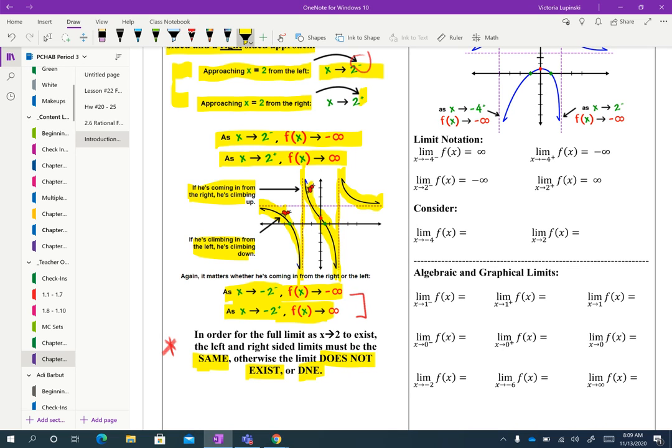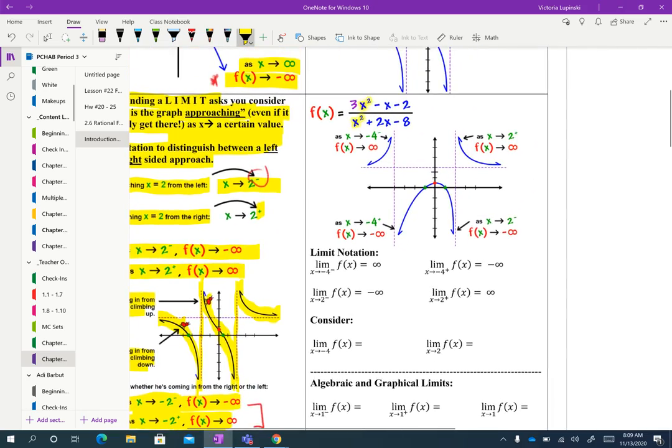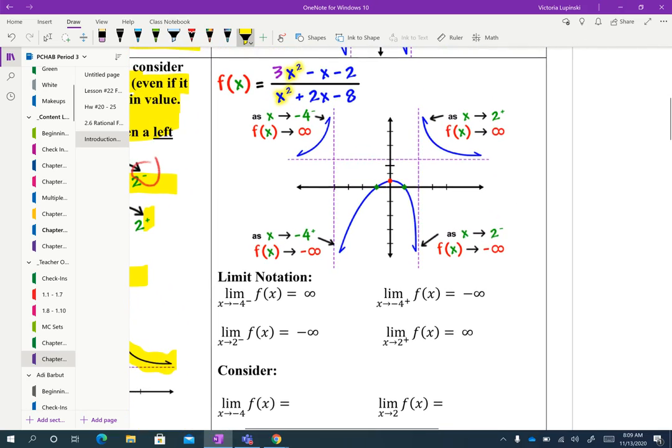So that was just setting the table, a little bit of the notation, just making sure you understand what it means to approach from the left and the right. So now let's actually get into some examples. Take a look at the example here, 3x squared minus x minus 2 over the following. This is, of course, a rational function. If I was going to graph this, I would do all the same steps that I've been doing for the past couple of weeks. Something that may or may not be important here, you can factor the numerator and denominator.